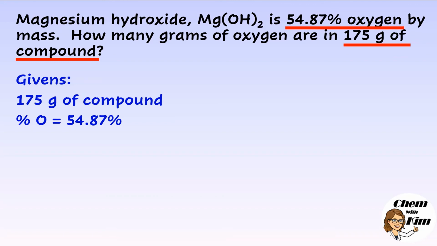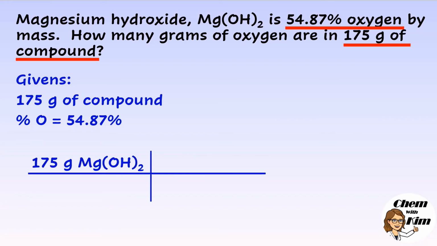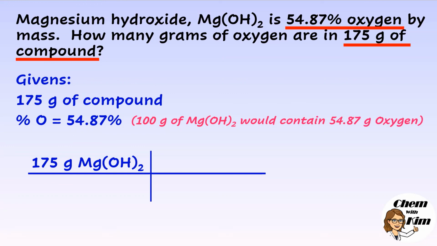So we're going to use dimensional analysis. We're going to start with the 175 grams of the magnesium hydroxide, and we need to come up with a conversion factor to go with it that will get rid of the grams of magnesium hydroxide and leave us with grams of oxygen. So if we have 54.87% of oxygen, then that means if we had a 100-gram sample of this substance, 54.87 grams of it would be oxygen, since oxygen's percentage in the compound is 54.87. So there's our conversion factor.